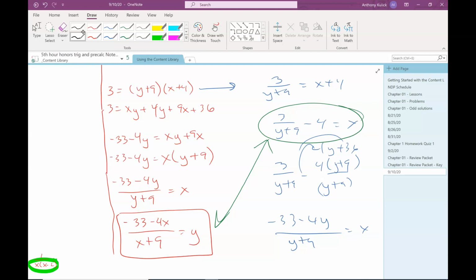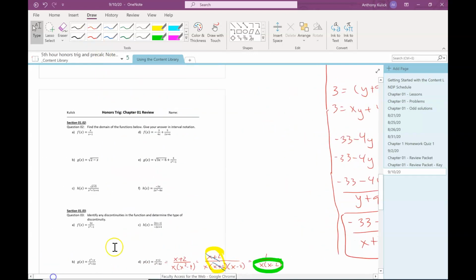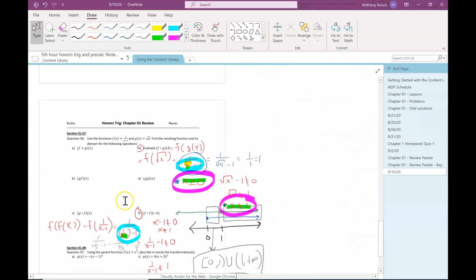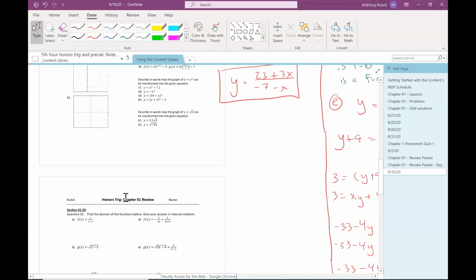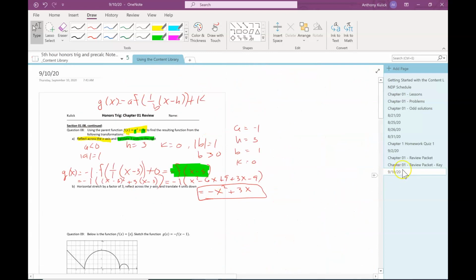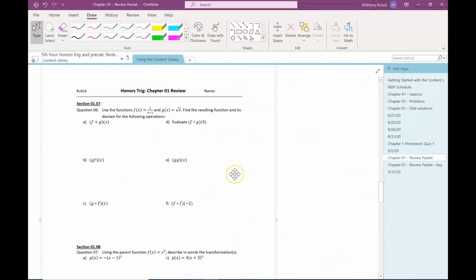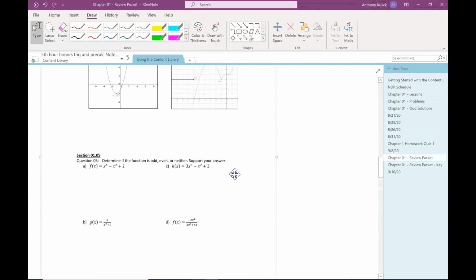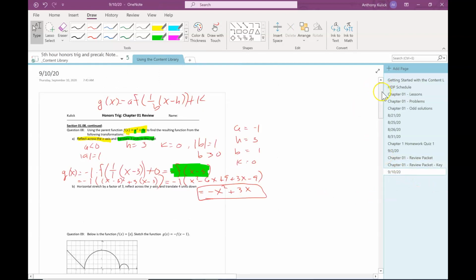Haley. On the review on 1.5, could you do letter D? Sure. Let me check real quick to see if I have 1.5 on here. I don't think I did, though. No. Okay. This is the odd even ones. Cool.